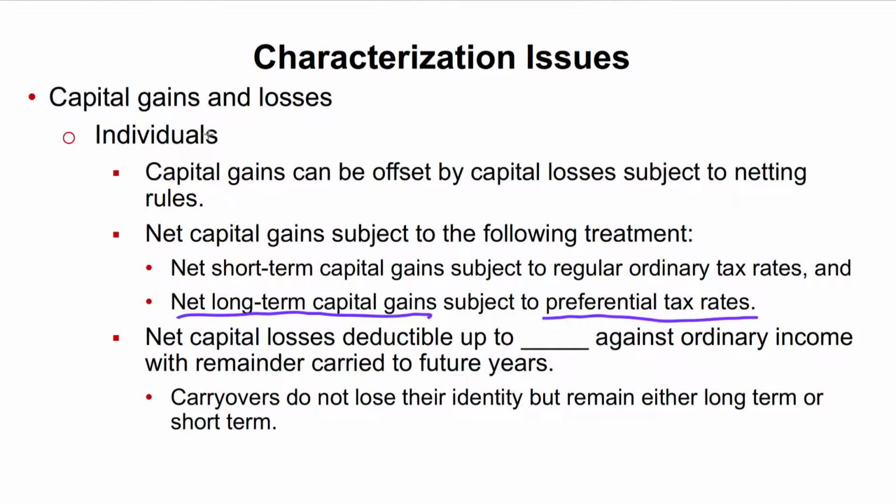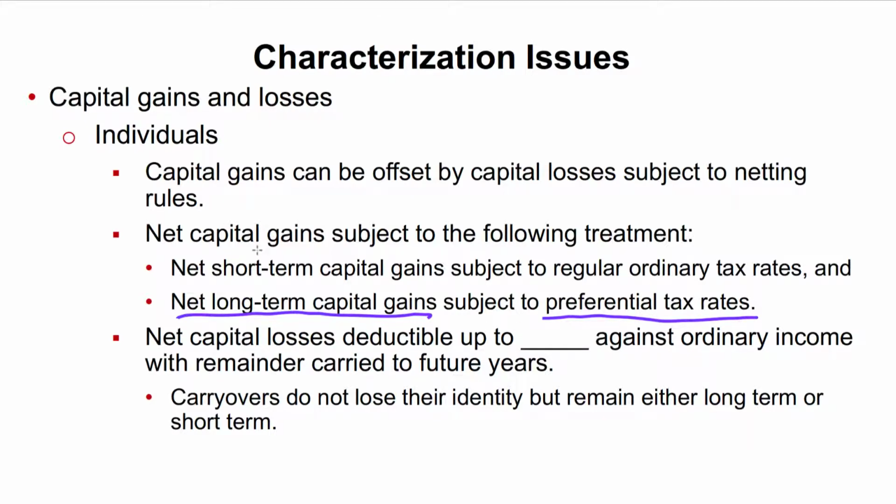So individuals, capital gains and losses, the rules are capital gains can be offset by capital losses. A net short-term capital gain is subject to regular ordinary tax rates. And net long-term capital gain is subject to preferential tax rates. Again, we just talked about that.